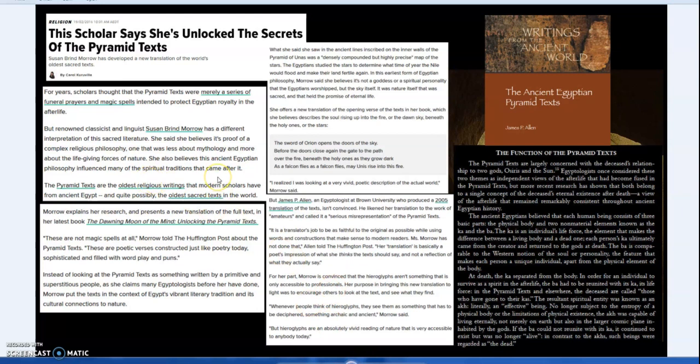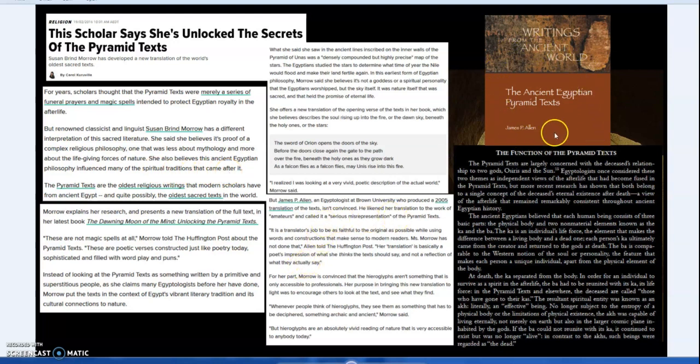I'll get to this. I'll put this article up as well. Susan Brind Morrow retranslated the pyramid texts, and she got some criticism from Egyptologists because she looked at them in a scientific way. She said she believes it is a proof of a complex religious philosophy, one that was less about mythology and more about the life-giving forces of nature. She also believes ancient Egyptian philosophy influenced many of the spiritual traditions that come after it. We'll look at that in a moment because it's still with us today in many ways.